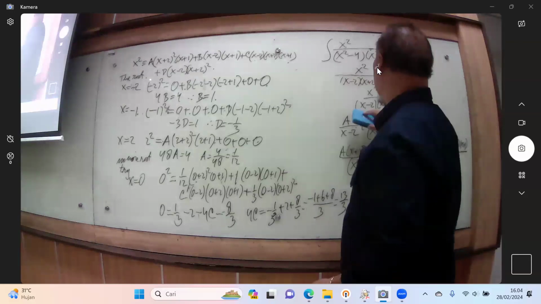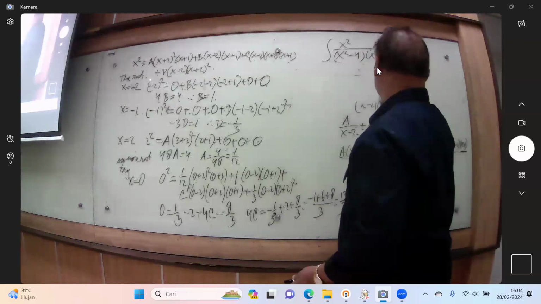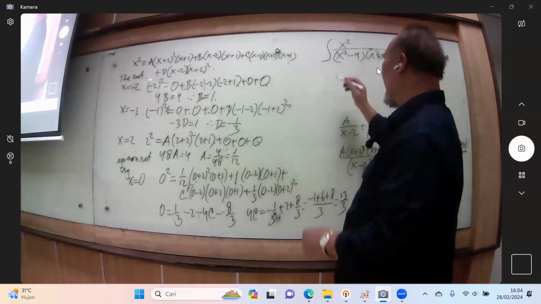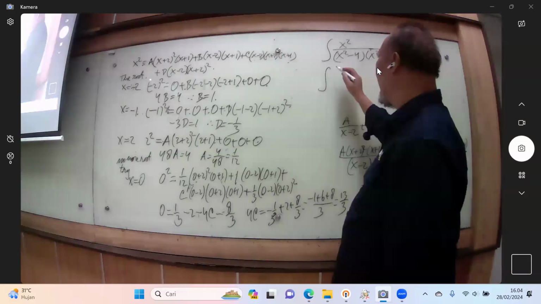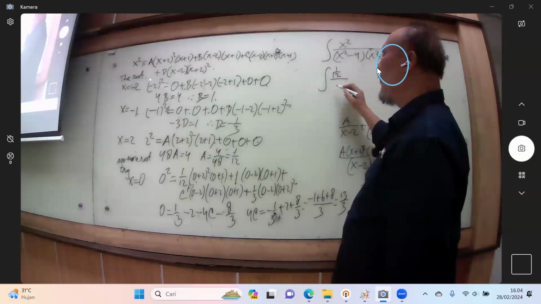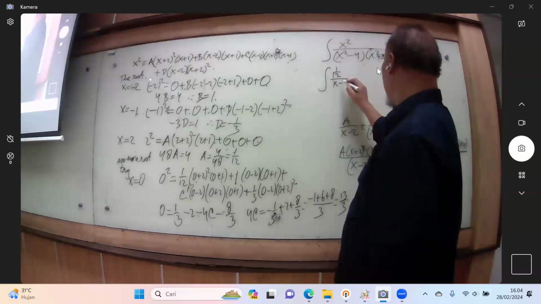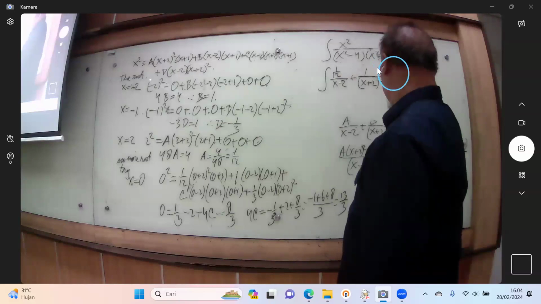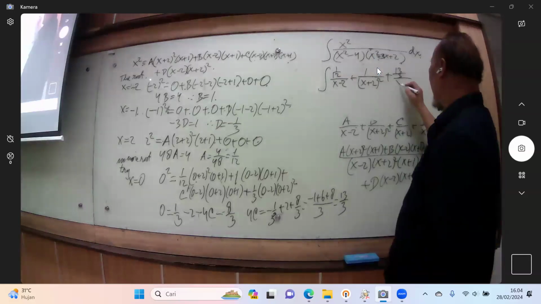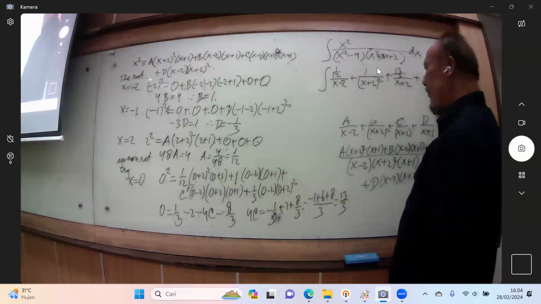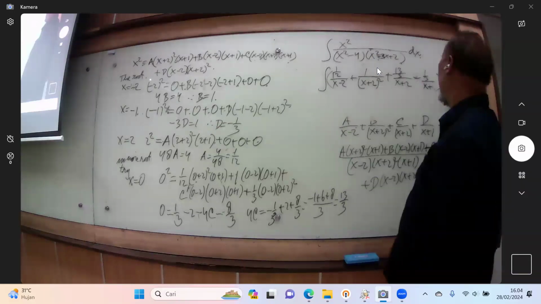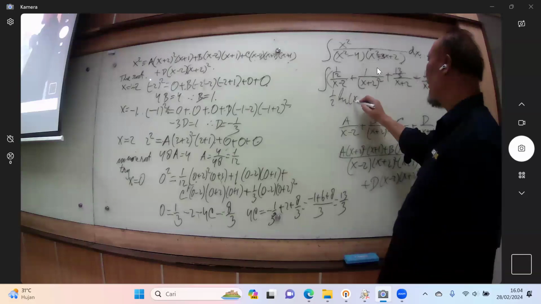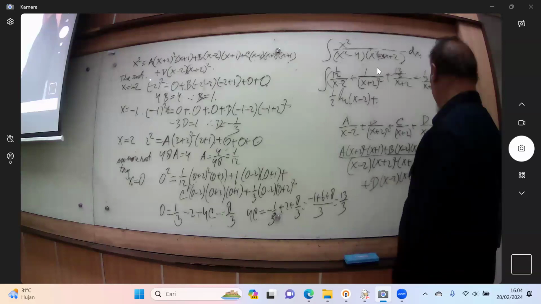Then we have the integral of a is 1 divided by x minus 2, plus b is 1 divided by x plus 2 squared, plus c is 13 divided by 3 x plus 2, and d we have minus 1 over 3 divided by x plus 1 dx. So it becomes half ln of x minus 2. This one we use the formula.